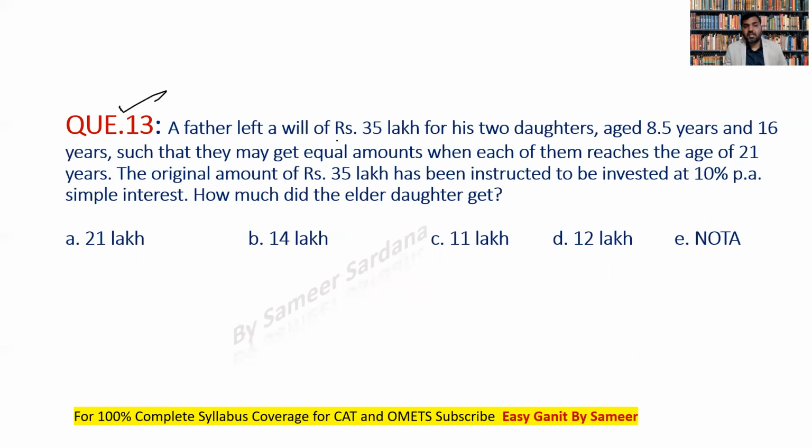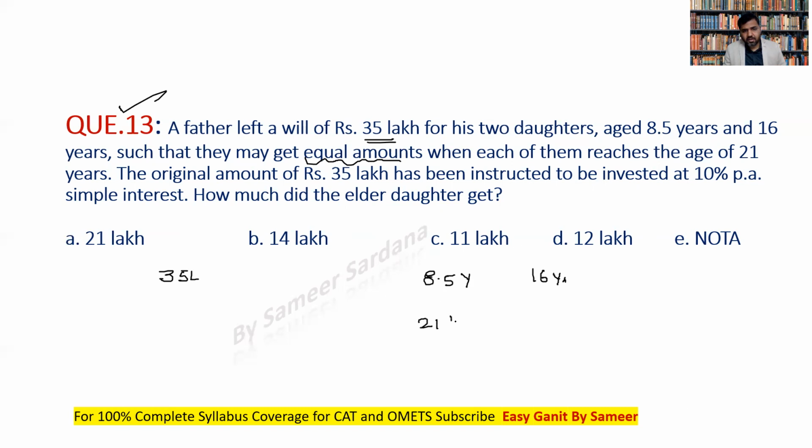Question number 13: a father left a will of rupees 35 lakh for his two daughters, aged 8.5 years and 16 years. So the total amount of money that the father is leaving for the daughters is 35 lakh. One of the daughters is aged 8.5 years, the second one is aged 16 years. They get an equal amount. Now, keep this in mind, they are getting the equal amount when each of them reaches the age of 21.